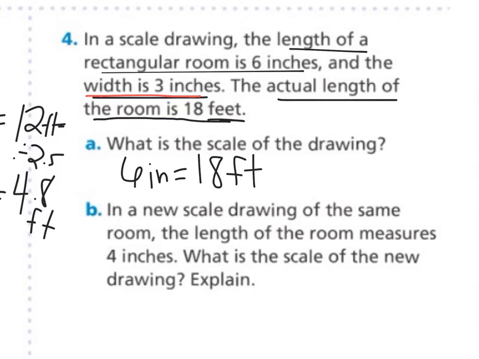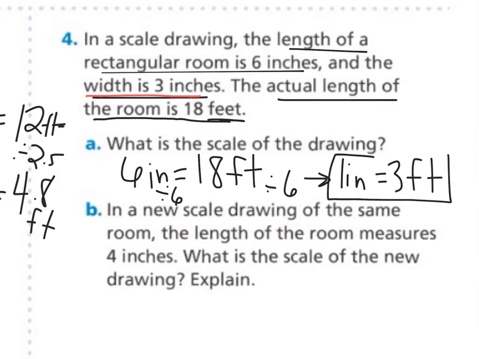Now, when we give that as a scale, we don't want to just say 6 inches equals 18 feet. We're not going to leave it like that. We're going to make things nice so that if somebody is using this, it's going to make it easier for them to work it out. So instead of 6 inches, I'd like to know what 1 inch is equal to. If we divide both of these by 6, 1 inch would be equal to 3 feet. So 1 inch equals 3 feet is the scale of the drawing.